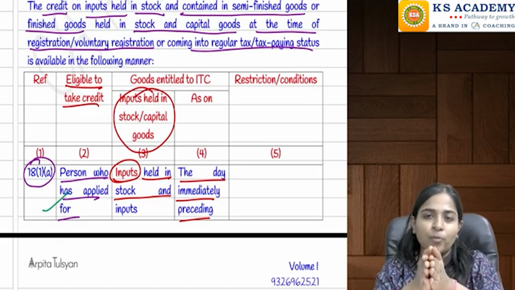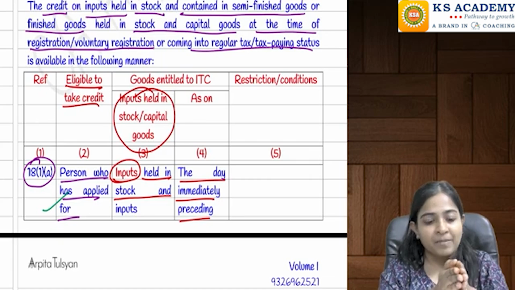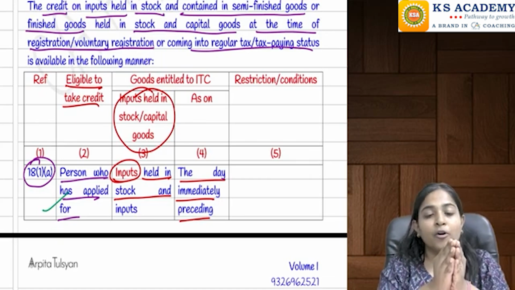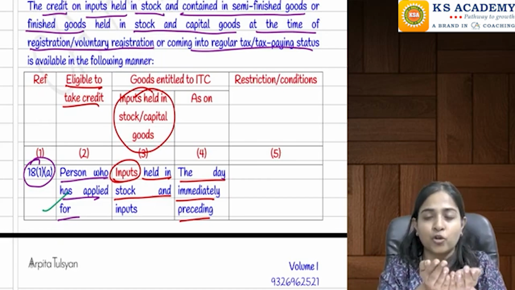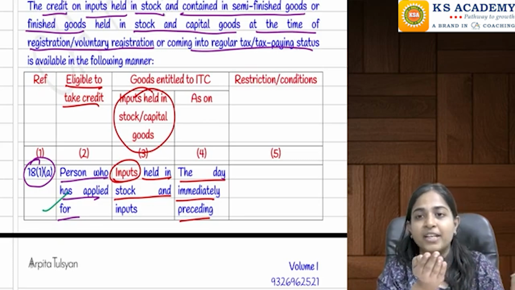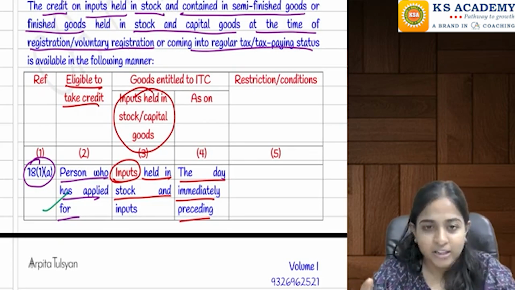So the government said no problem, go and check your stock as on the preceding day, that is 24th of April. On 24th of April, what all things do you have in your stock? Only stock, no services, no capital goods. I said I have this much amount of stock available with me. The government said, out of that, how much was purchased in the last 1 year. I said this much was purchased in the last 1 year. The government said you can take the ITC on the same.